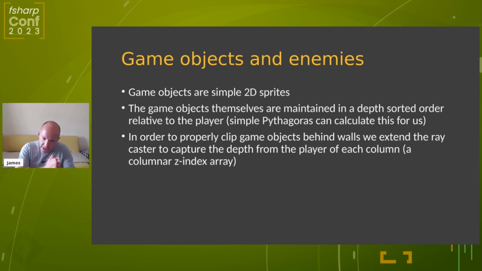As we cast the ray into each wall, we capture the depth of that wall, which we know because we're doing those calculations we've seen already, and we use that combined with the depth of the enemy object to figure out, is there a wall in front of this enemy or this object.